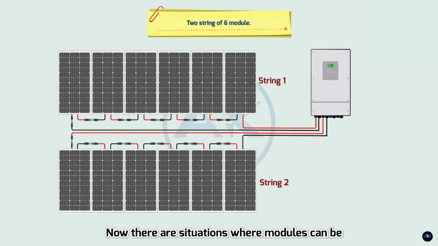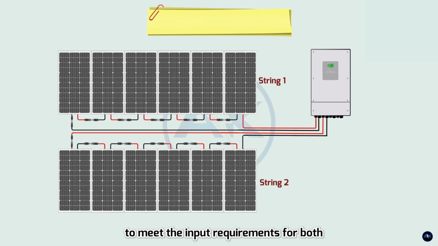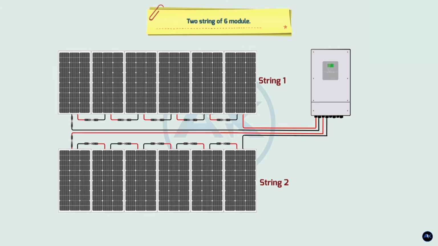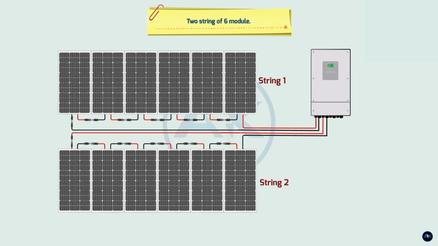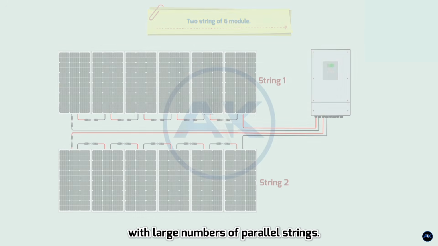Now, there are situations where modules can be wired in several different ways to meet the input requirements for both current and voltage of the inverter. In general, high voltages are preferred over high current, so there's less loss due to resistance, which is also why we wouldn't want to use, say, 6 strings of 2, or other low voltages with large numbers of parallel strings.